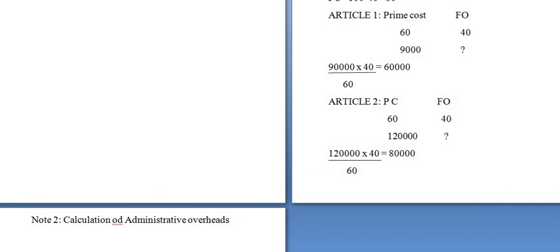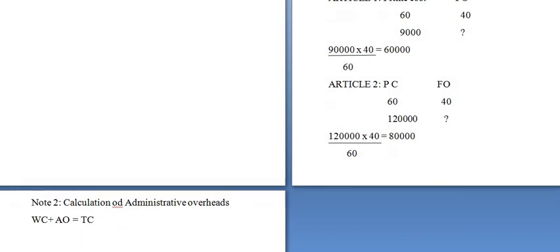As in this problem they have not given selling and distribution overheads, so works cost plus administrative overheads is equal to total cost. As they have not given selling and distribution overheads, we have directly taken total cost. If not, then here it would come cost of production. Understanding? Okay.